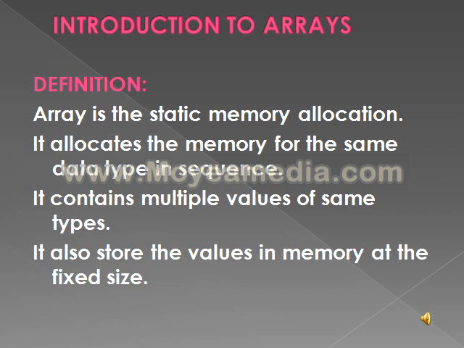Introduction to arrays. The definition. Array is the static memory allocation. It allocates the memory for the same data type in sequence. It contains multiple values of same types. It also stores the values in memory at the fixed size. In short, we can say array is a group of variables of same data type.